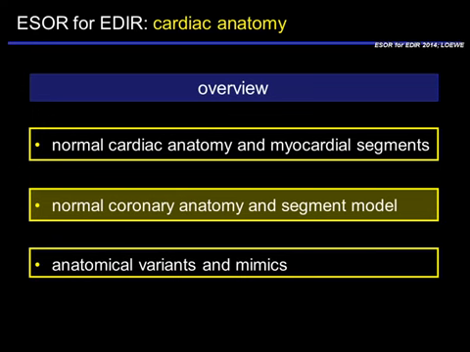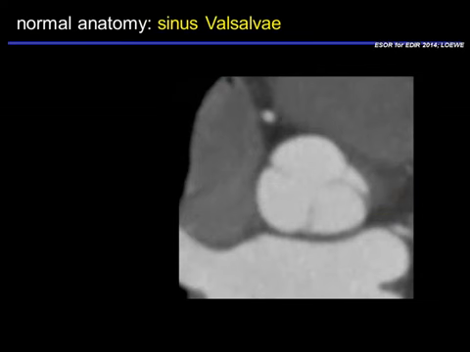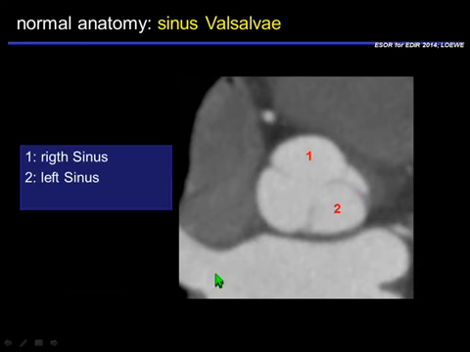We heard that different parts of the myocardium are supported by different coronary arteries. So we have 3 main epicardial coronary arteries, and the leading structure for the coronary anatomy is the sinus of Valsalva. The sinus is subdivided by the cusps of the aortic valve into 3 parts, the right sinus, the left sinus, and the non-coronary sinus, and it's very easy to understand why these sinuses are named like this.